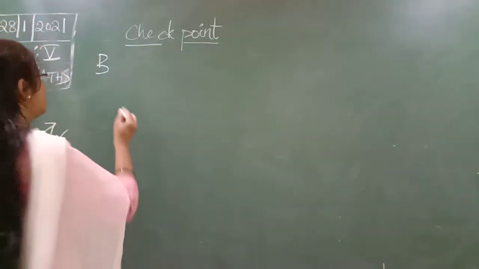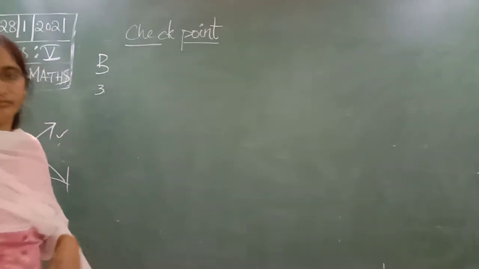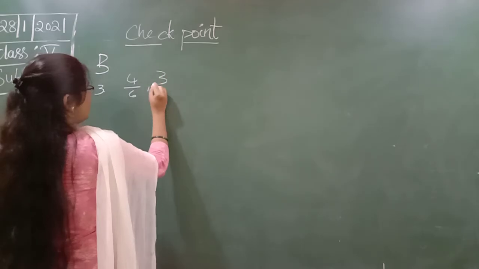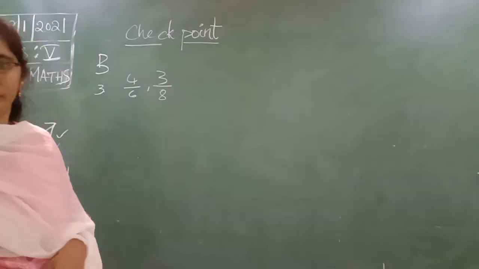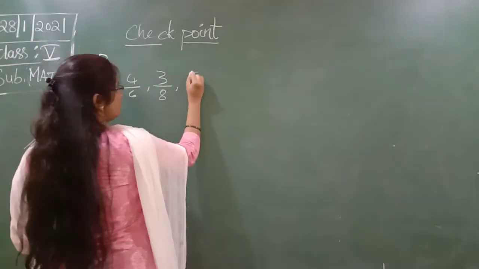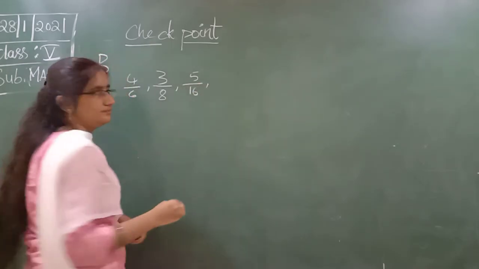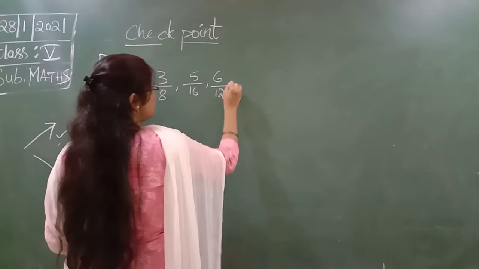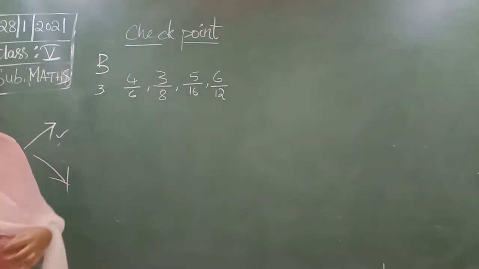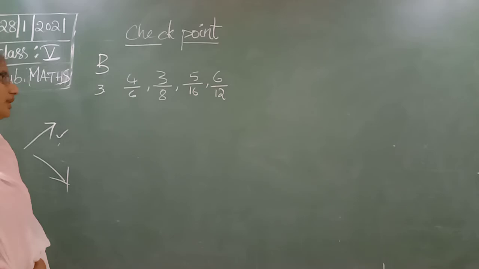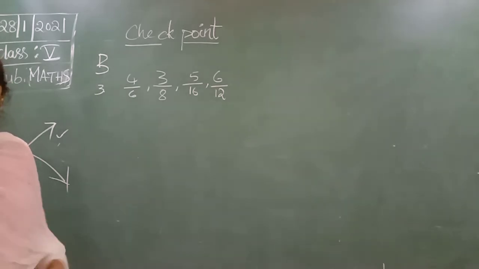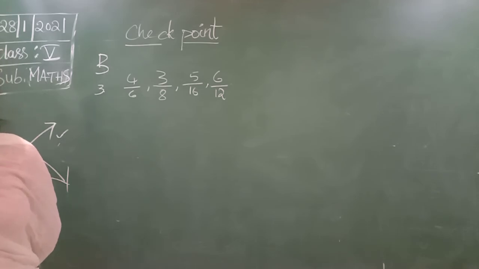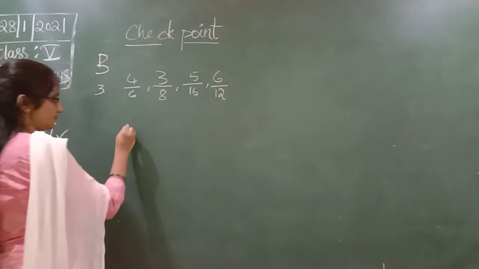Next, third bit. Third one: 4 by 6, 3 by 8, 5 by 16, and 6 by 12. Here all are different, so when all are different, we have to take the LCM.